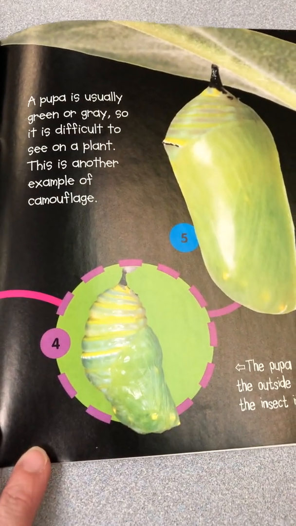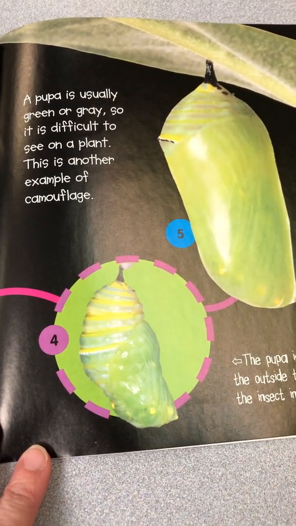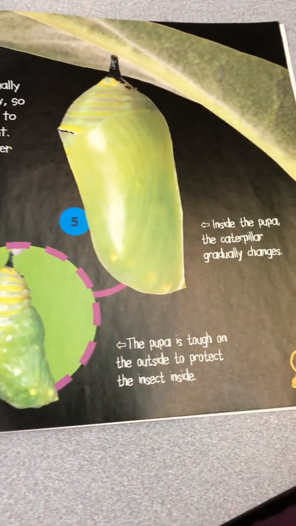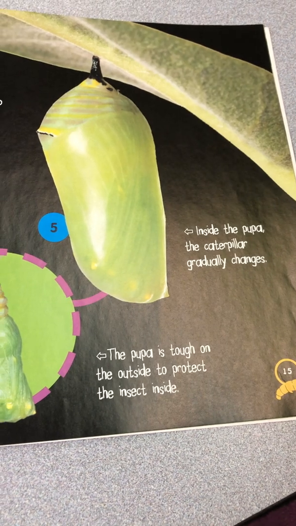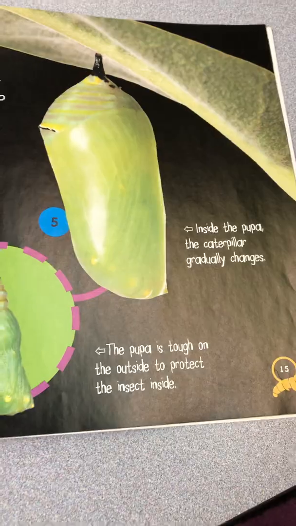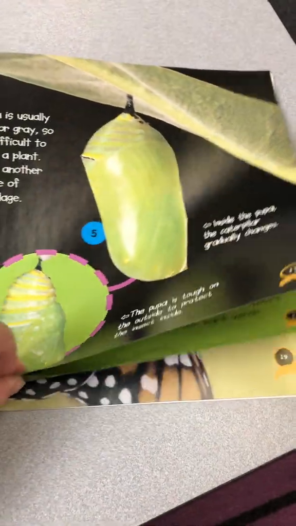A pupa is usually green or gray, so it is difficult to see on a plant. This is another example of camouflage. Inside the pupa, the caterpillar gradually changes. The pupa is tough on the outside and protects the insect inside.